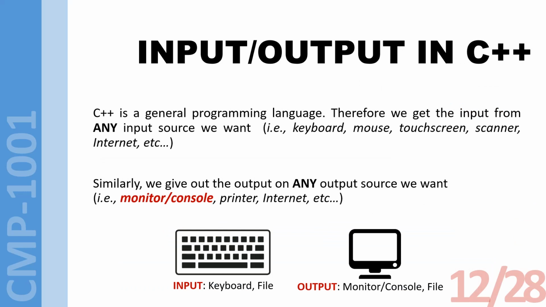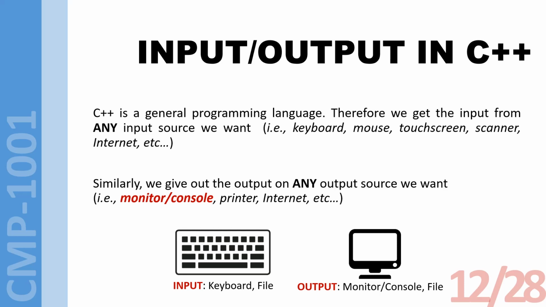Okay, we mentioned in the beginning that all programs start with an input. Well, many programs start with an input and then they result in an output. C++ is a general programming language. Therefore, we can get the input from any input source that we want. It could be the keyboard, a mouse, touch screen, a scanner, a file, the internet, whatever you can think of.